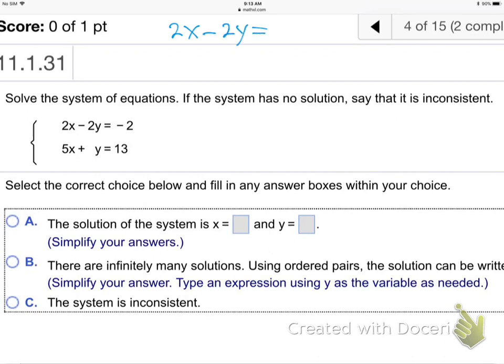2x minus 2y is minus 2. 5x plus y is 13. All right, so try that. You can make the two x's opposites or the two y's. It doesn't really matter. Pick whichever you prefer. Just so that we're all on the same page, why don't we all just agree to do the y's? So let's make these two y's become opposites so that when we add them, the y's will cancel out.